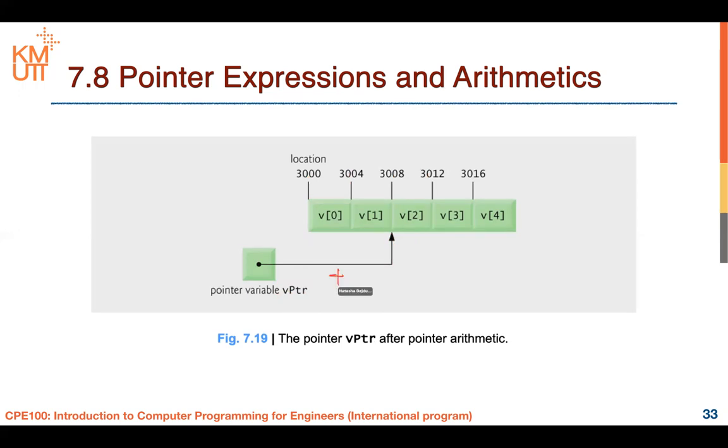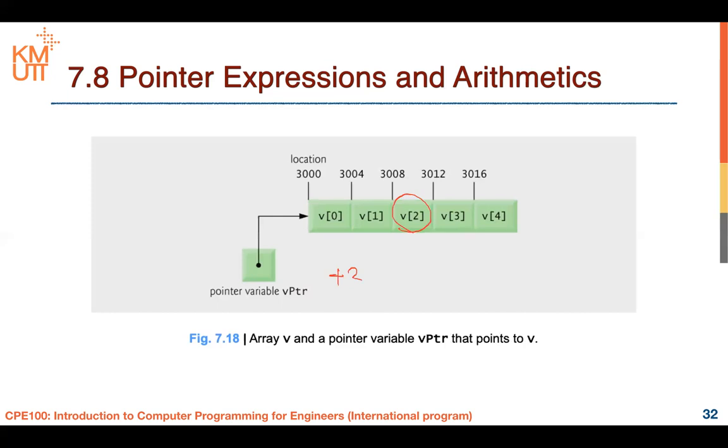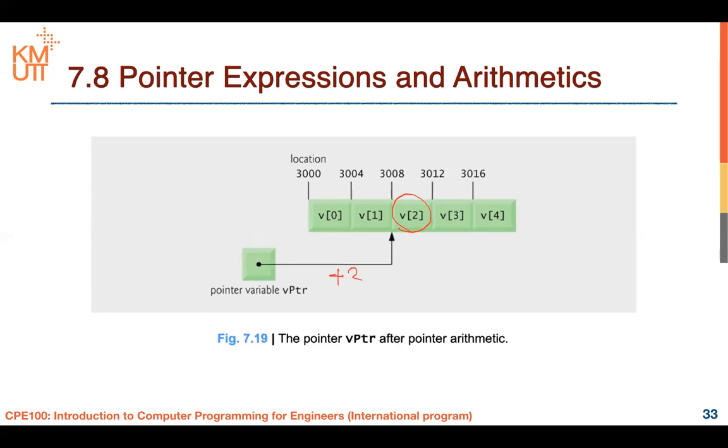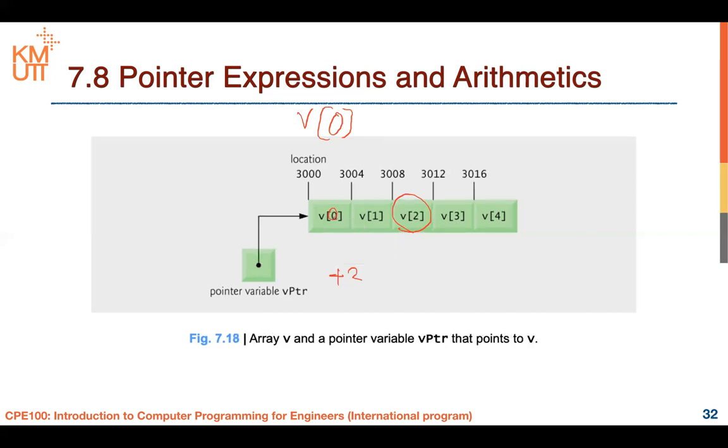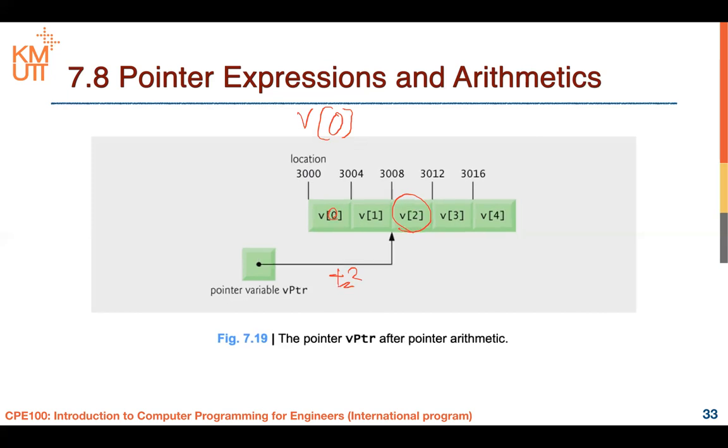Okay, when you add 2, it will go to the third element. Once VPTR points to the first element, when you plus 2, it will go to 2. 0 plus 2 is 2. This is why we start the array at 0. This is why, for an array, you start the index at 0. For the first element, it will be 0, V0. When we plus 2, it means V2. And plus 1, from V2, it will be V3. This is why an array of integers starts the index from 0.